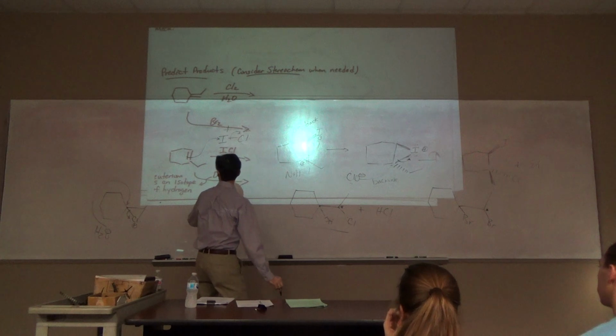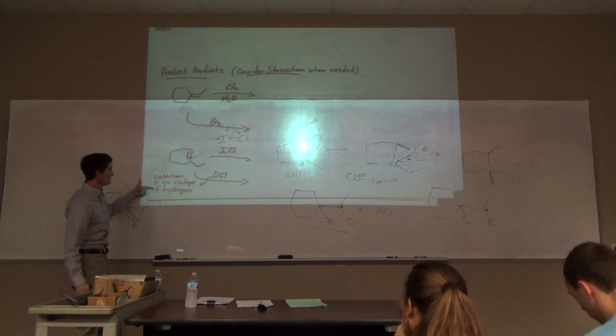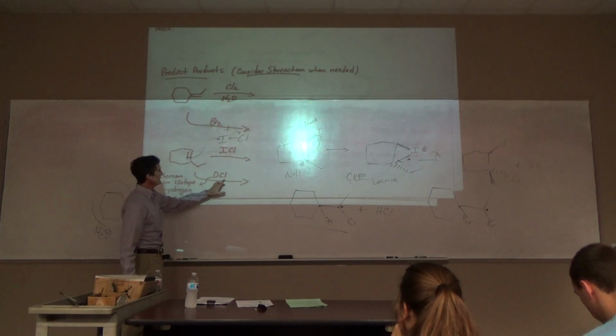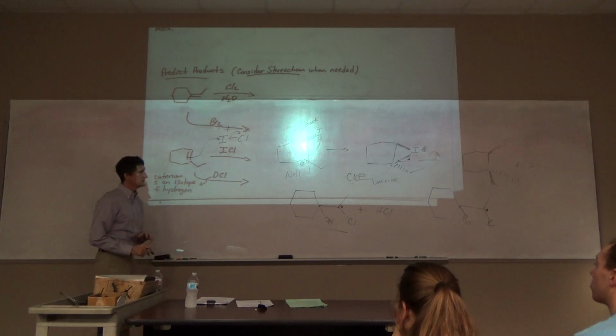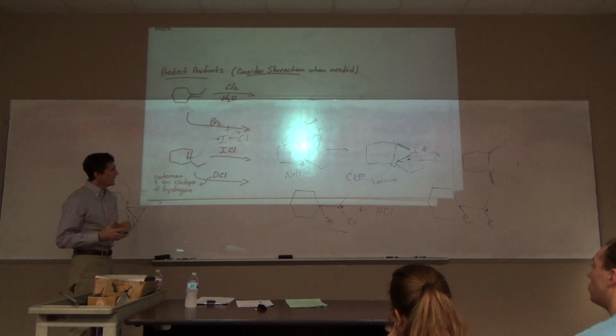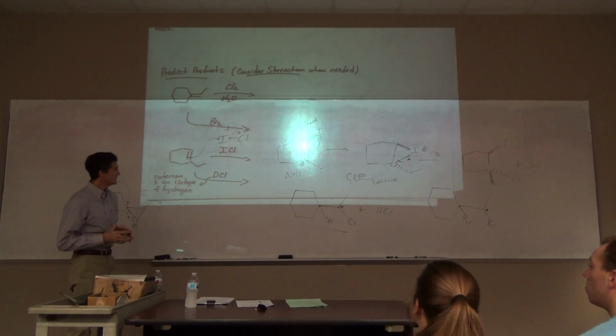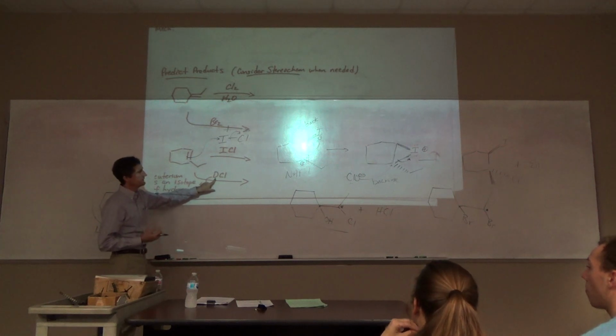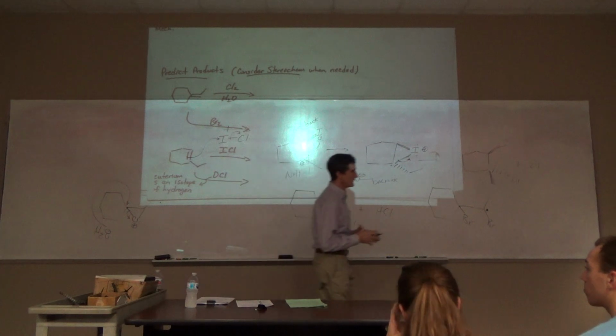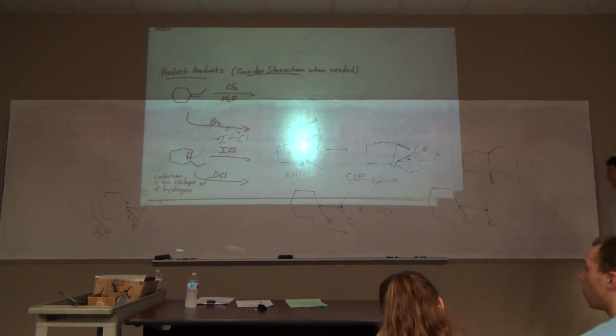What's the one on the bottom? Deuterium is an isotope of hydrogen. DCl. Deuterium is often used because it leads to stereochemistry, where if this was a hydrogen, you would not have as much stereochemistry. So you can give that one a try. Any questions about any of that?